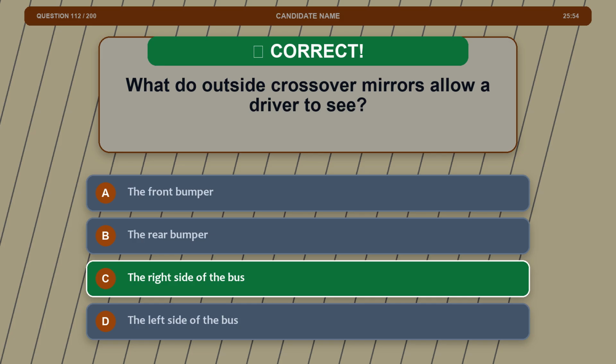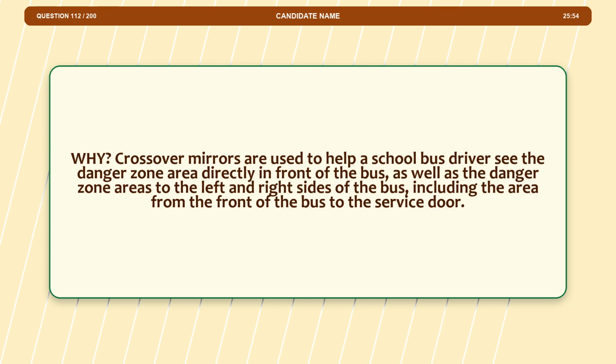The correct answer is option C, the right side of the bus. Explanation: crossover mirrors are used to help a school bus driver see the danger zone area directly in front of the bus, as well as the danger zone areas to the left and right sides of the bus, including the area from the front of the bus to the service door.